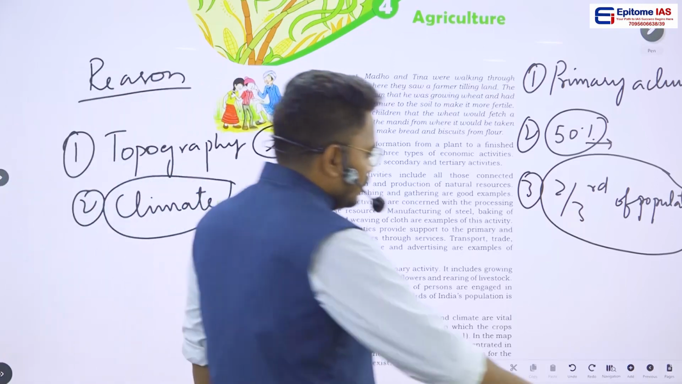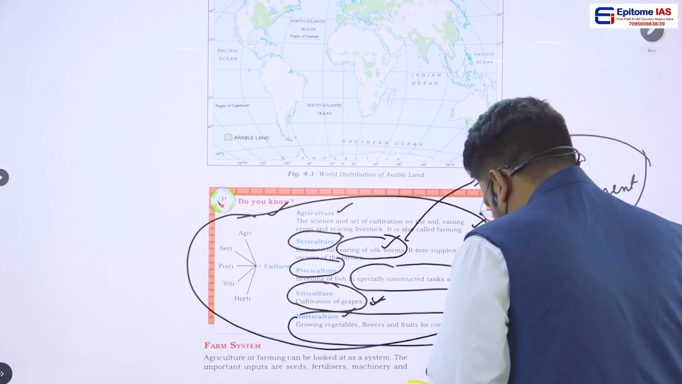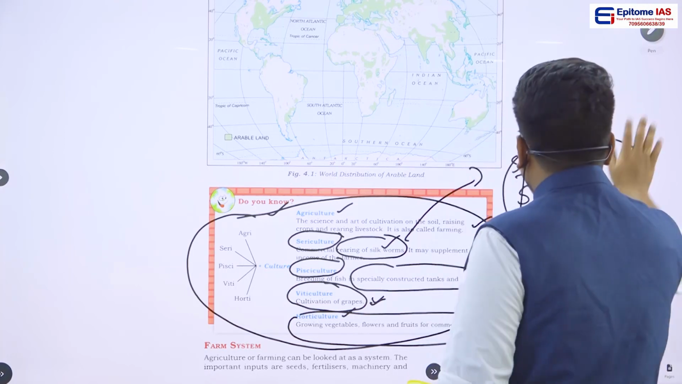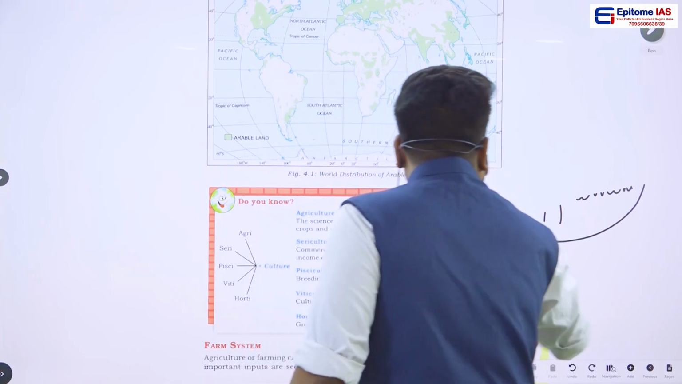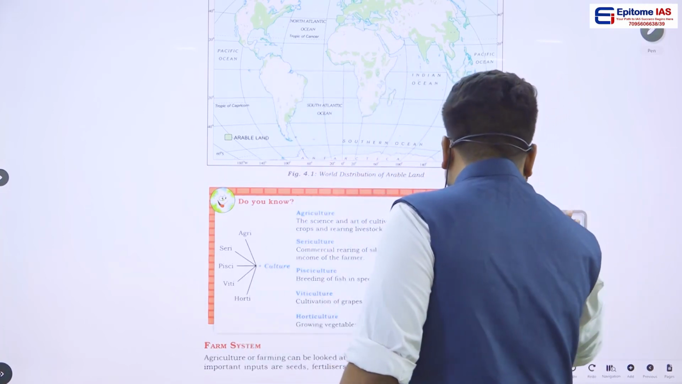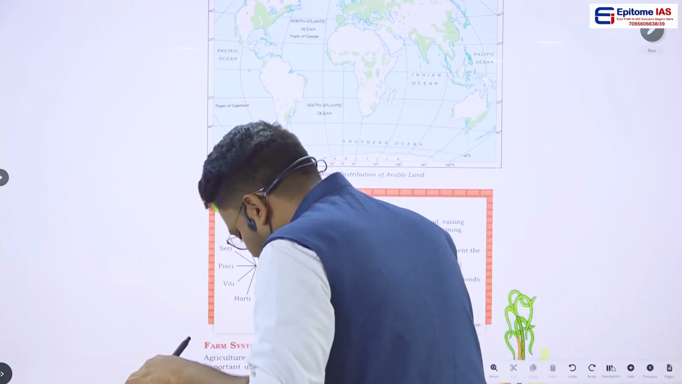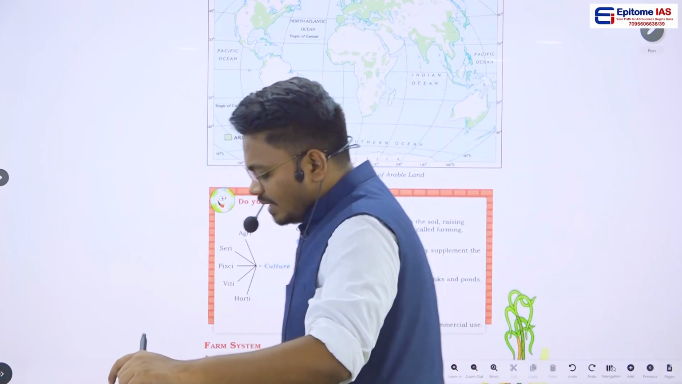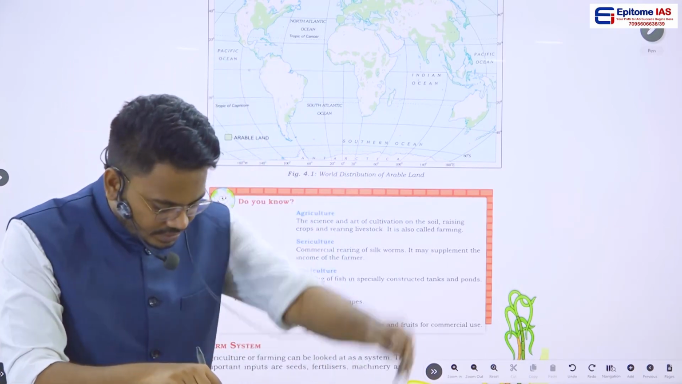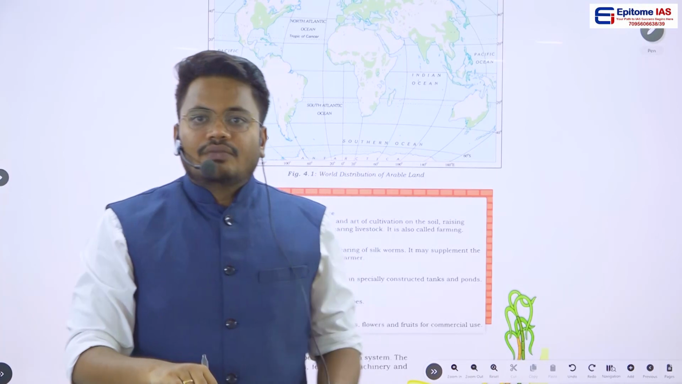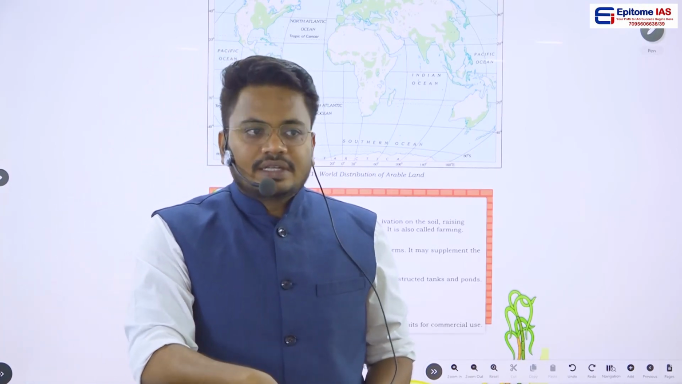Now the next point to be seen here is the farm system. What is meant by farm system? What is the meaning of this particular thing? Here the farm system is nothing but a certain system that is followed in farming, that is followed in agriculture. That type of system we call a farm system.